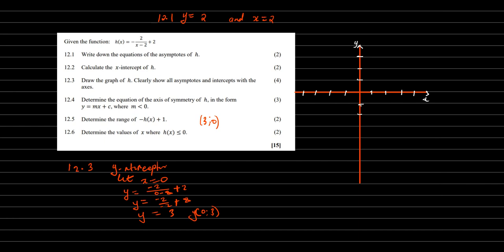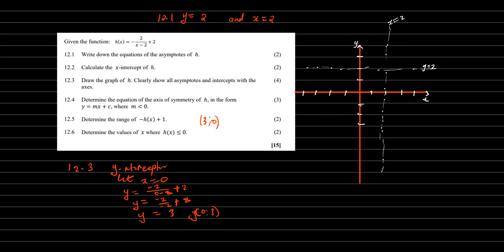So if we are to draw the graph, the first thing that we need is the asymptotes, which act as boundaries. So we are going to draw line x equal to 2. This is line x equal to 2 here. We also have another line, which is line y equal to 2. It will be situated here, line y equal to 2.